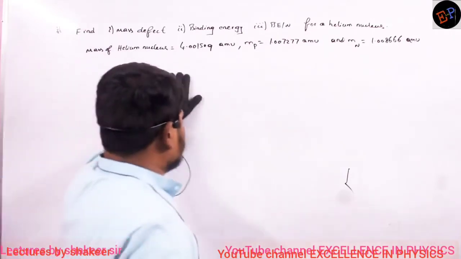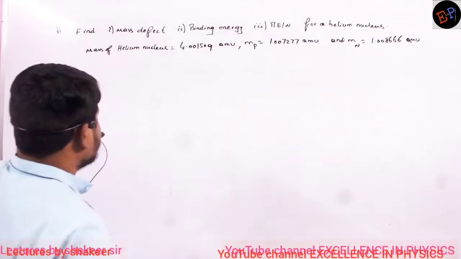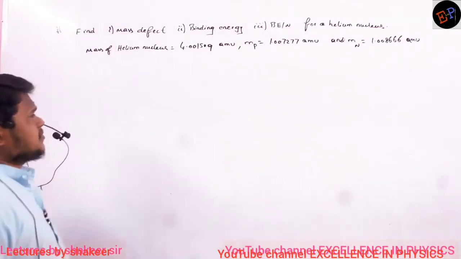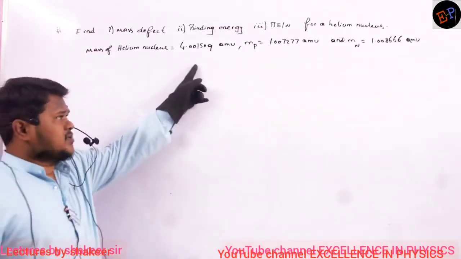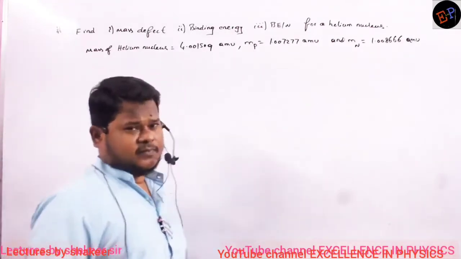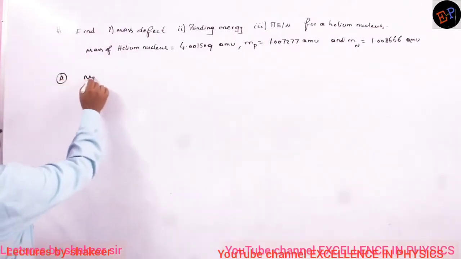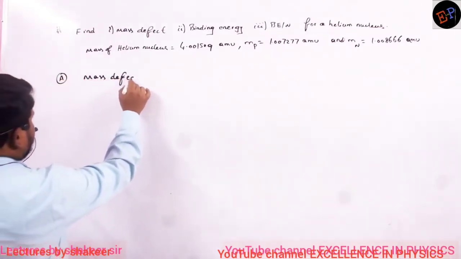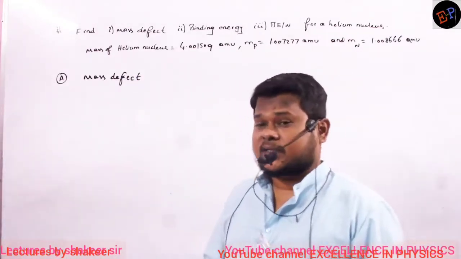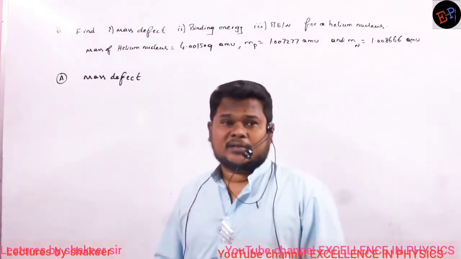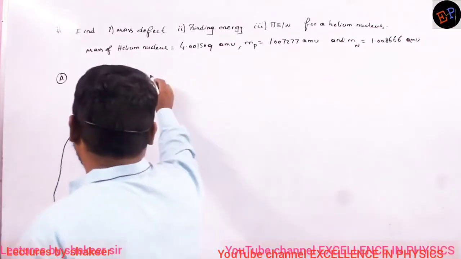So this is the given question. Find the mass defect, binding energy and binding energy per nucleon for the helium nucleus. The mass of the helium nucleus is given, the mass of proton is also given, and the mass of neutron is also given. First of all, how can I calculate the mass defect? Mass defect means the amount of reduced mass. Clear? So how can I calculate it?